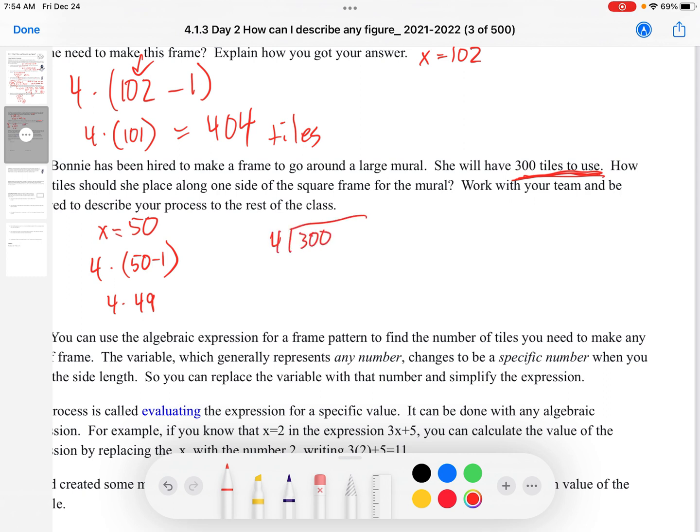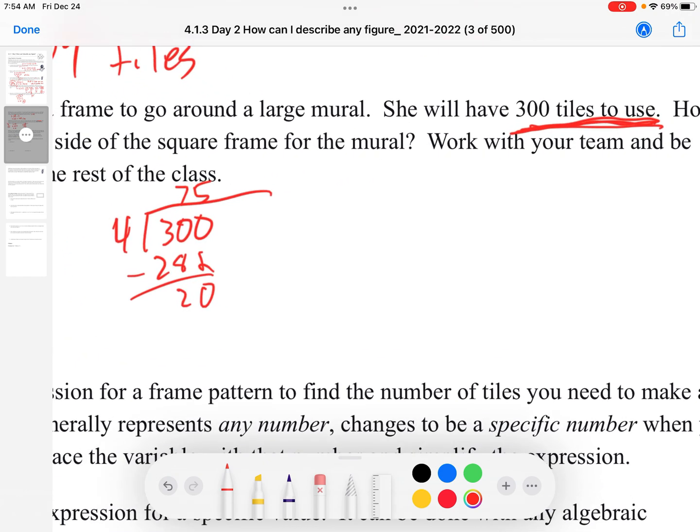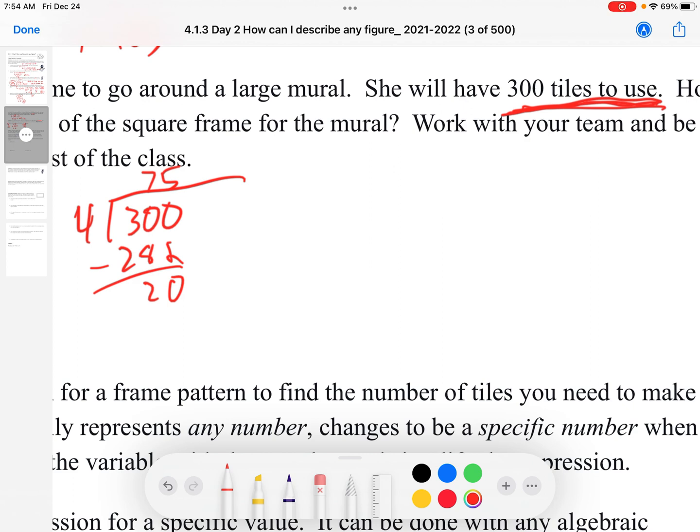300 divided by 4 is 75. Okay, so does that mean I need 75 tiles? That could be. It might not. Let's find out. Let's say that x equals 75.